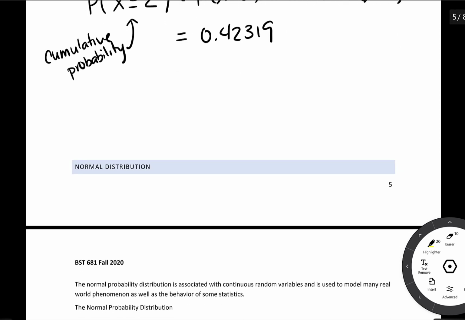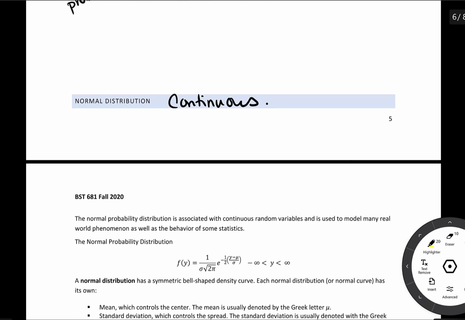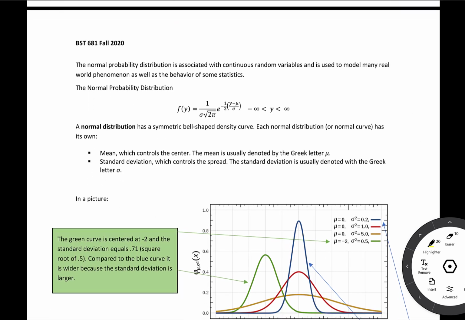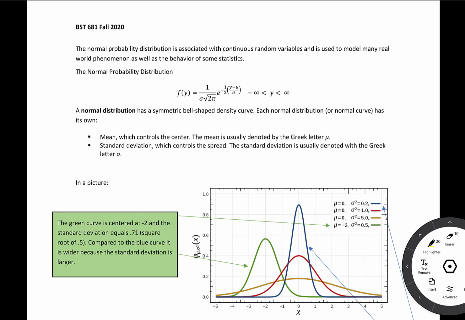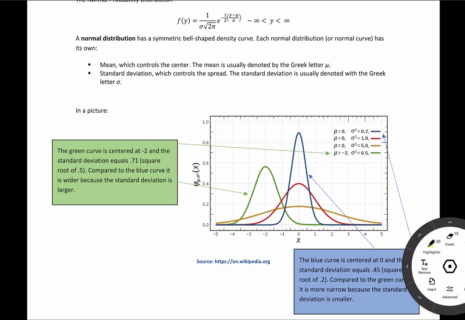All right, the next distribution we're going to look at is a continuous one, and it's the one that you're probably the most familiar with. It is the normal distribution. So again, it's associated with continuous random variables, and it's used to model many real-world phenomena. I'm not going to spend too much time here on the normal distribution because I know that you've seen this one before, but here is a picture of some different potential normal distributions.